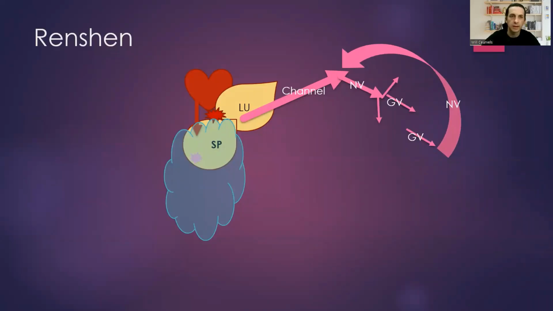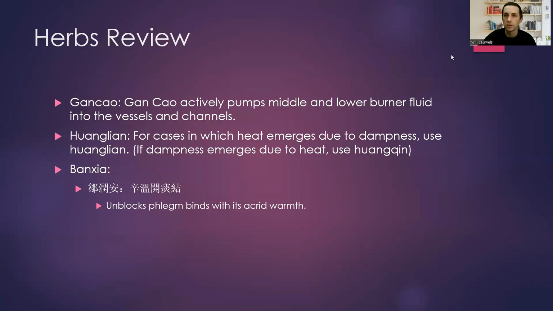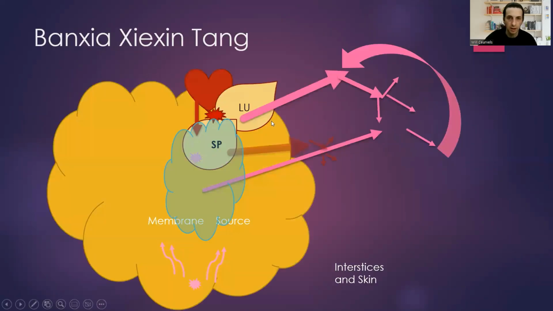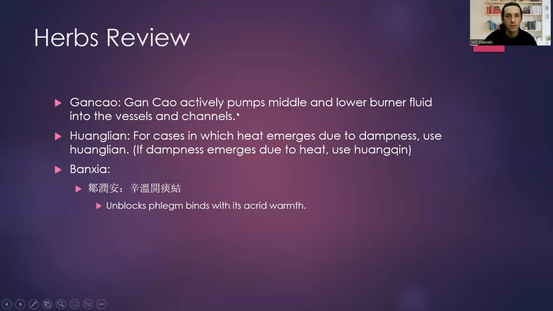Just to give a visual schematic for Ren Shen there, what distinguishes it is that it drives the process of transformation and transportation upwards and outwards. So we see it slowly reviving that yin qi, moving outwards, giving a stronger outward push to the circulation, right? And then of course, herbs that we've already looked at: Gancao helps with the absorption of fluid from the middle and lower burner into the vessels and channels. Huanglian, we said, treats when heat emerges due to dampness, as opposed to Huangqin, which is dampness due to heat. And Banxia unblocks phlegm, of course.